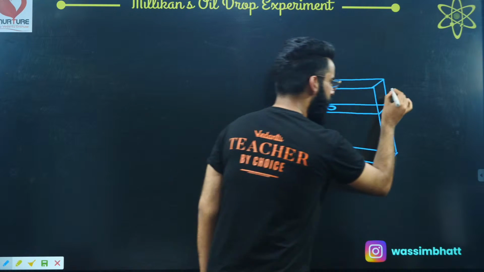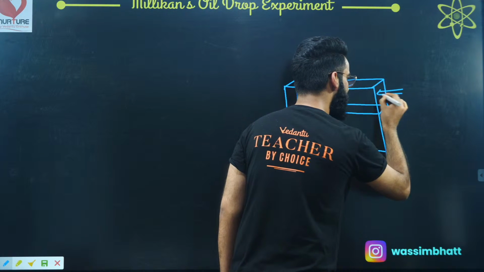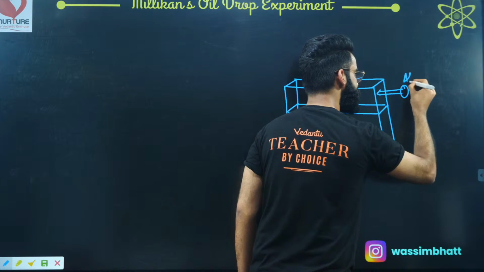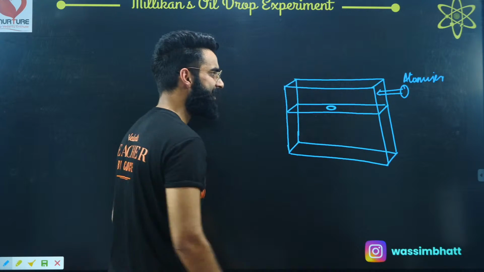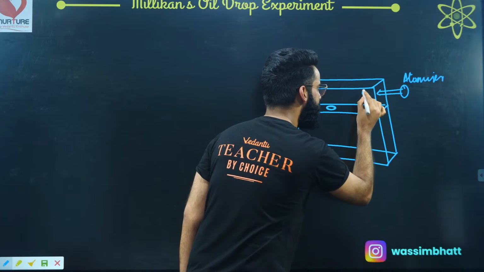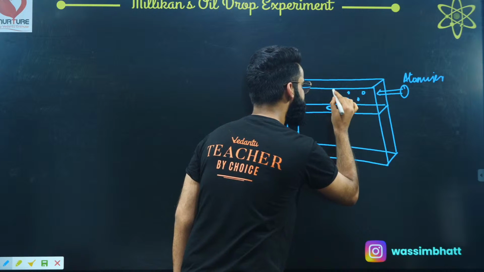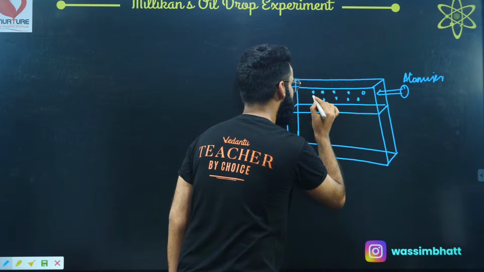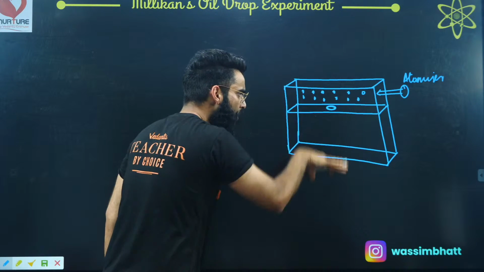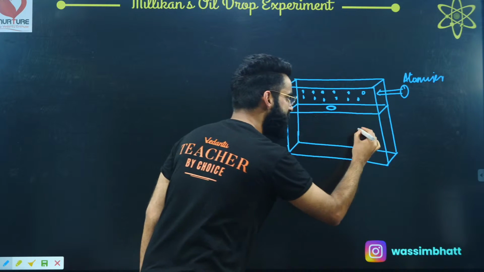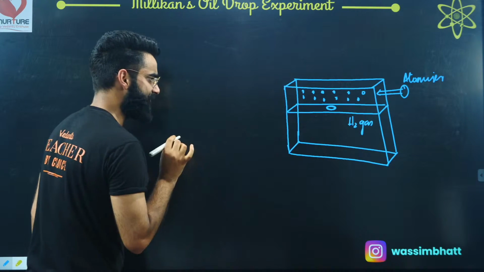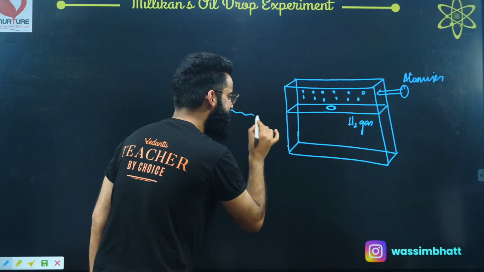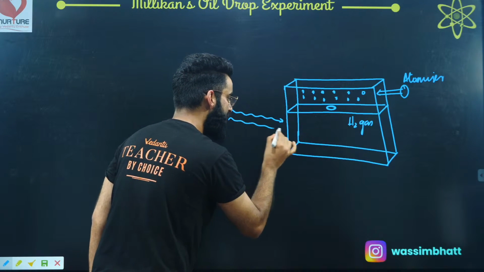And people, on one side of it, I'm attaching something called an atomizer. What this atomizer does is spray the oil droplets in the upper half of the cube, right? And in the bottom half, I'm keeping hydrogen gas. What I'm doing first of all is making X-rays fall on the hydrogen gas.